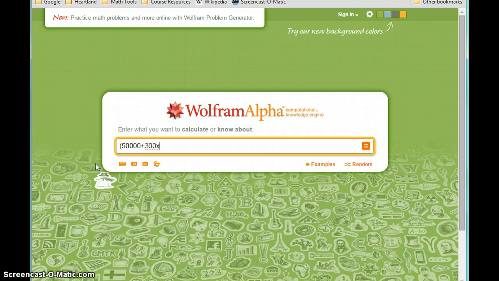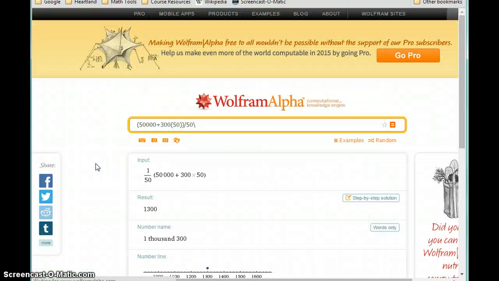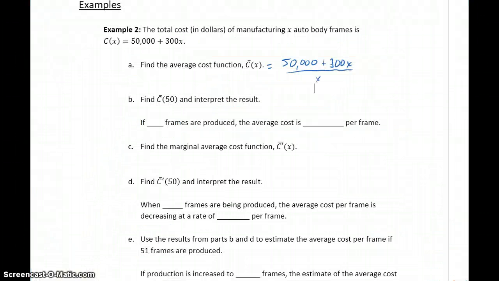So making sure we put parentheses around everything in the numerator. And we're dividing by x, which is again 50. And I put an extra slash at the end, but it looks like Wolfram Alpha ignored that. So we get 1/50 times 50,000 plus 300 times 50 gives us a value of 1,300. So interpreting that tells us that if 50 frames are produced, since that's our value for x, then the average cost is $1,300 per frame.